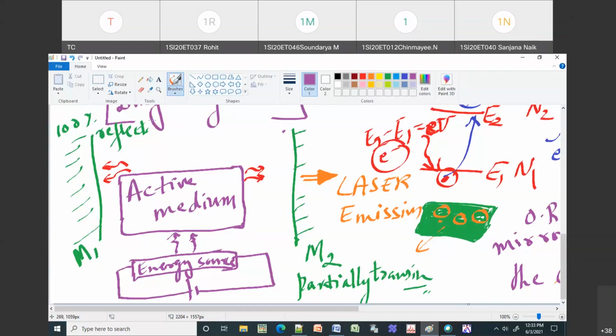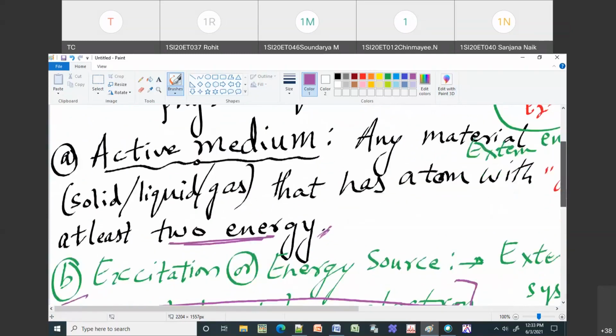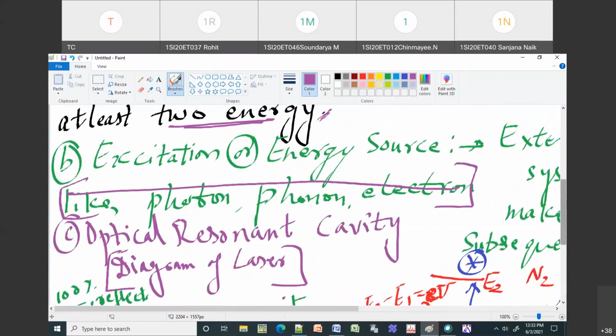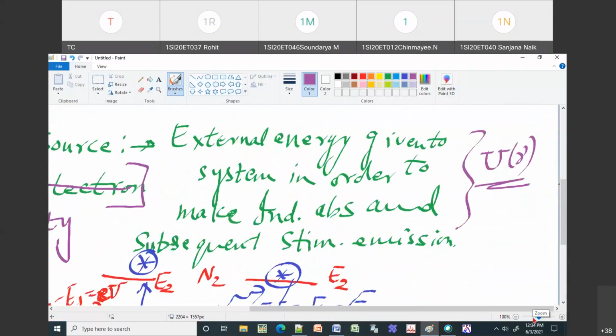So what is the meaning of active medium? Active medium is any material which will have atoms that have at least two energy levels. Each atom should have at least two energy levels, so that will be your active medium. And the excitation source is the external energy that you give to the system to make induced absorption and stimulated emission. It can be in the form of photons, phonons, or electrons, or it can be anything. That again we will see in the next class.